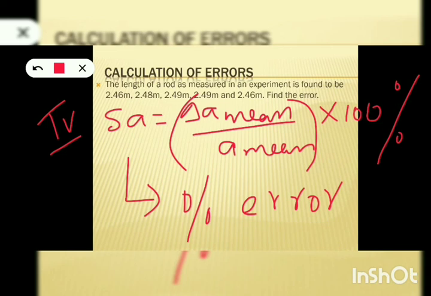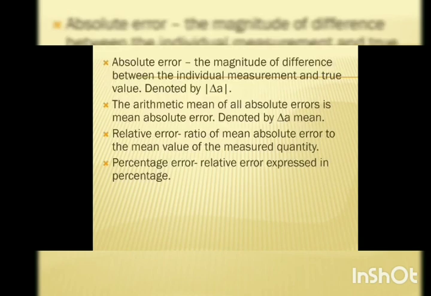So these are the different types of errors that we usually commit in our calculations. So what was the first error? Absolute error, then mean absolute error, relative error, percentage error. Let's go for a quick review of all these errors. So what is absolute error? Absolute error is the magnitude of difference between the individual measurement, that means the readings or observed values, and the true value. And it is denoted by magnitude of delta A. The arithmetic mean of all absolute errors is mean absolute error, and it is denoted by delta A mean.